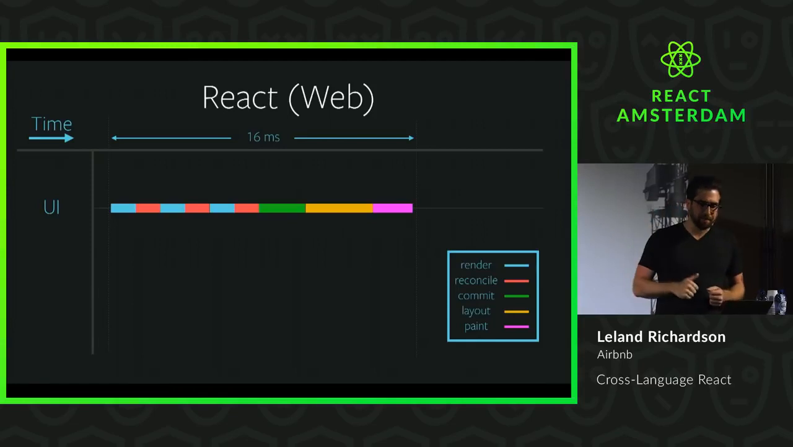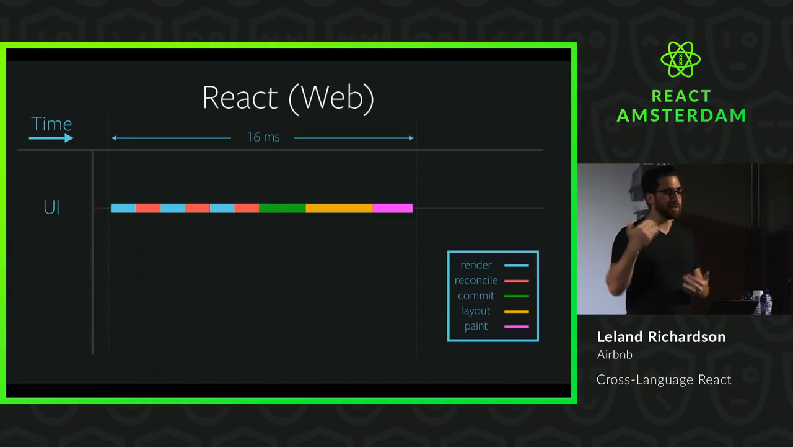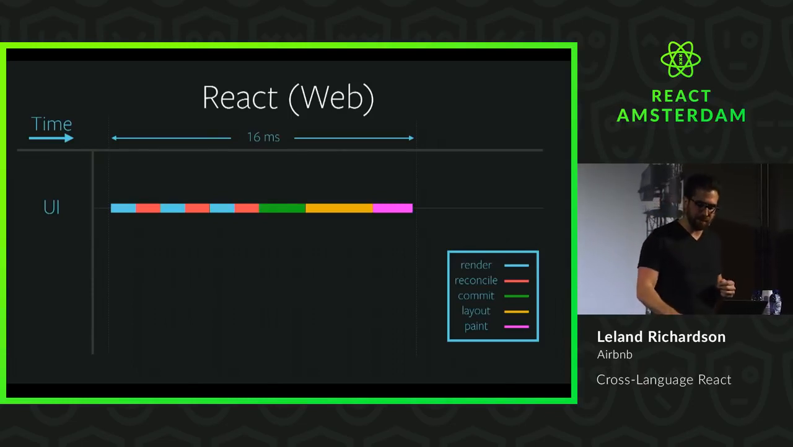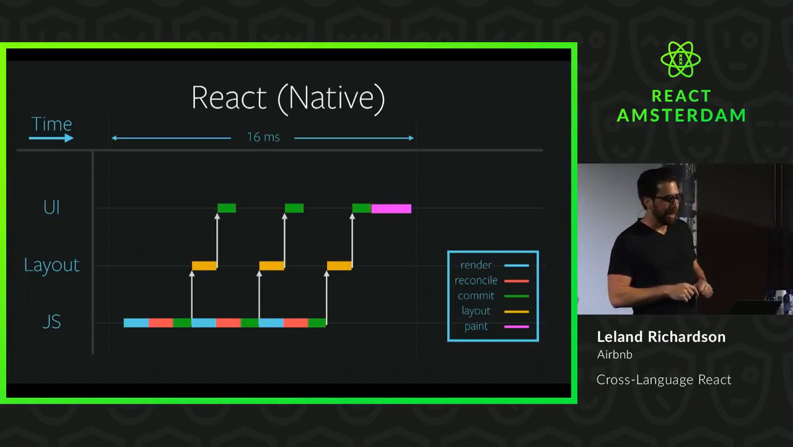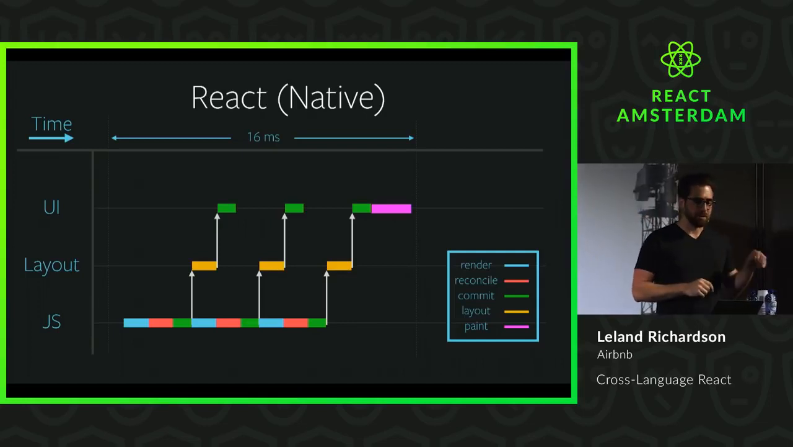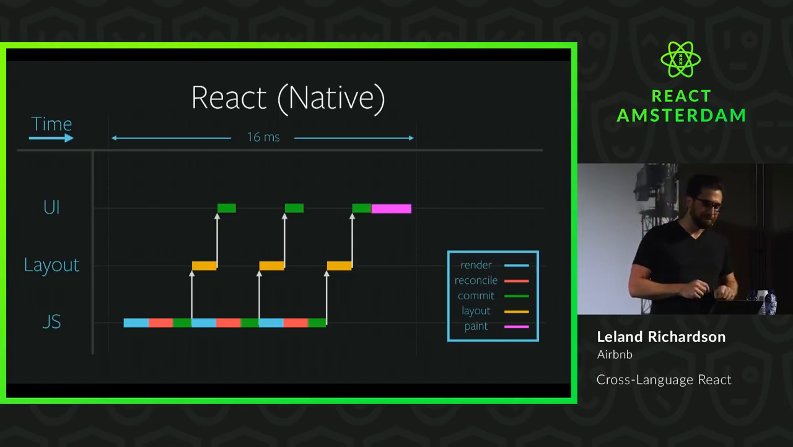And so React Web, as we'd imagine, is sequential. It's in a single thread, and it all kind of happens linearly. And then React Native actually has a pretty interesting threading model. What happens, as I mentioned, is render and reconcile happen on the JavaScript thread.